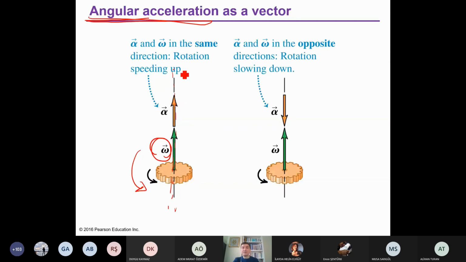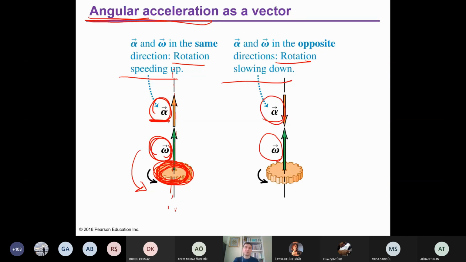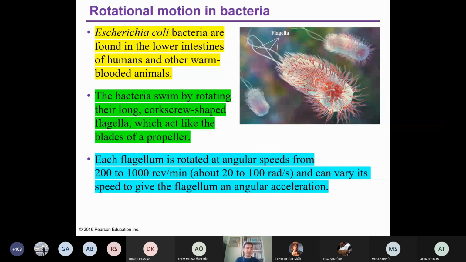Then if rotation is speeding up, okay, if this object rotates faster and faster by time, then we have angular acceleration. If it is speeding up, the direction of the angular velocity and the direction of the angular acceleration are the same, like in linear motion, okay? If the rotation is slowing down, then the direction of the angular velocity and the direction of the angular acceleration are opposite to each other. Then let me continue with bio application, a bio example.